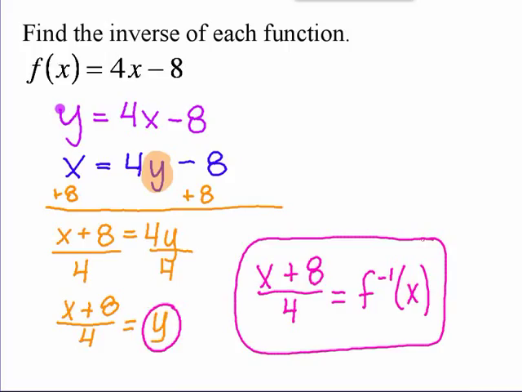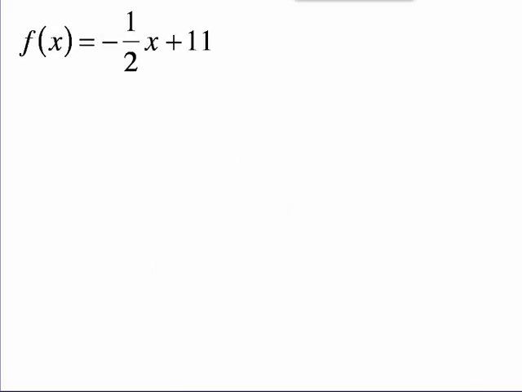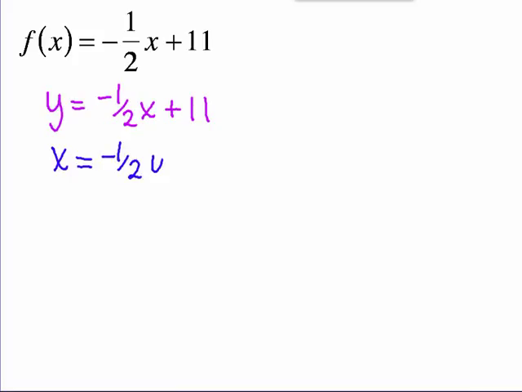We've got 2 more we're going to go through just to make sure that these are crystal clear in your mind. So let's look at this one. Once again, we're going to go through the 4 steps. First step, replace f of x with y. So you should have y equals negative 1/2 x plus 11. Second step is to do what, folks? Switch the x and the y. So x equals negative 1/2 y plus 11. Third step is to solve for y.